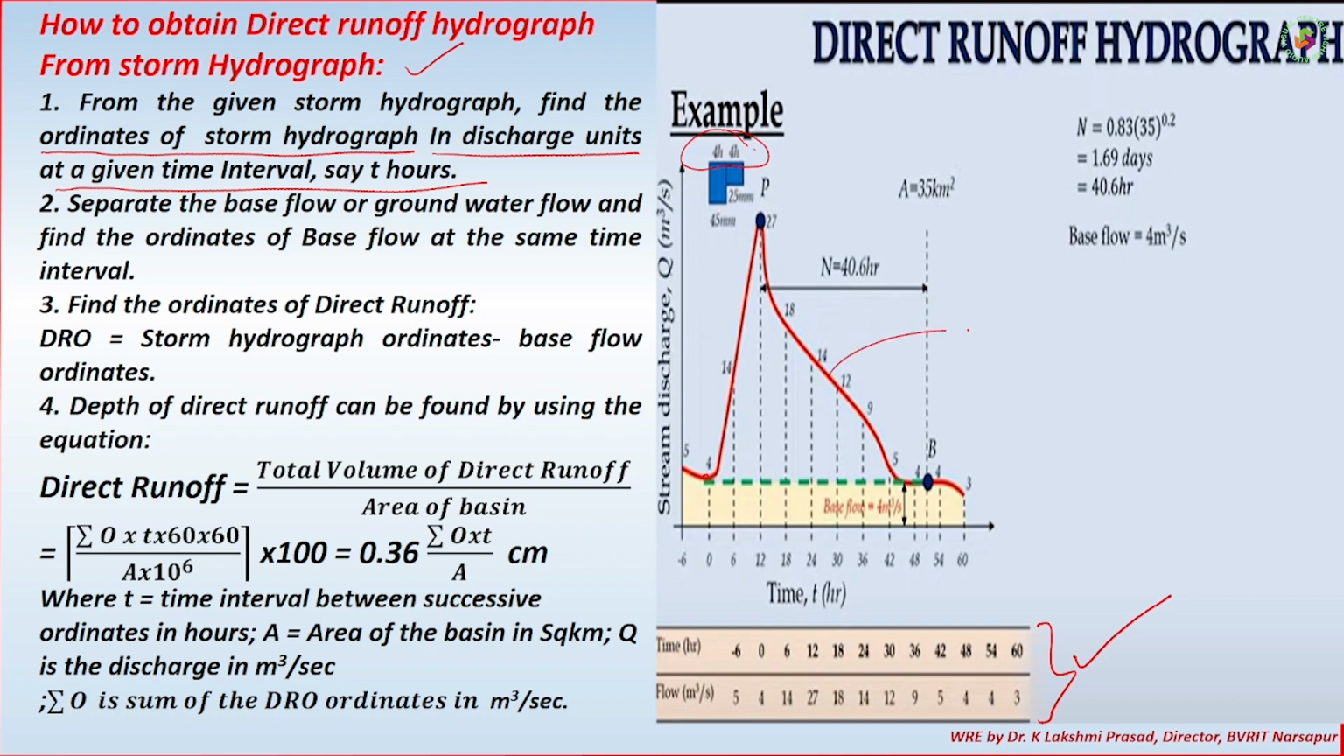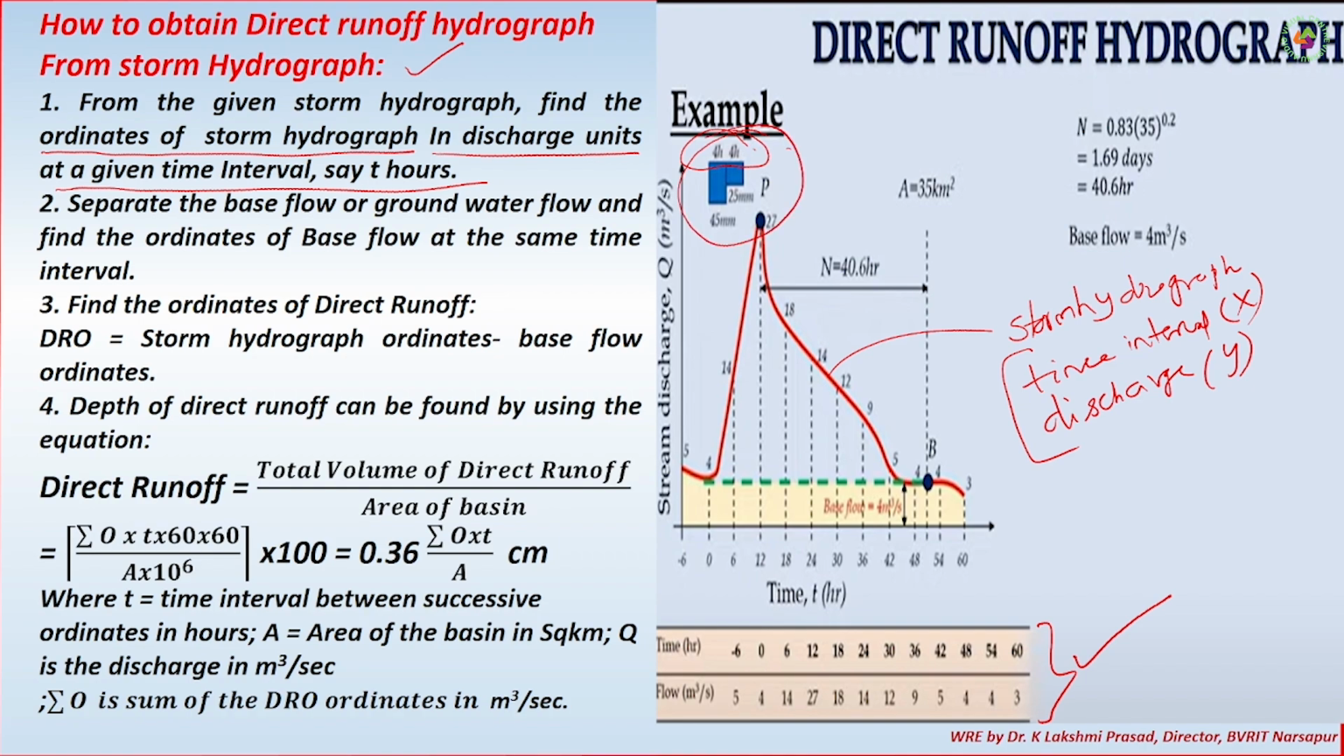So first our job is to plot the storm hydrograph. For plotting the storm hydrograph, what are the things that you require? Number one is the time interval, right? And number two is the discharge values. From time interval on the x-axis and discharge on the y-axis, if you plot, you get this. And this storm hydrograph is a result of the 8-hour rainfall which has occurred with two different intensities. That is the first thing you should understand.